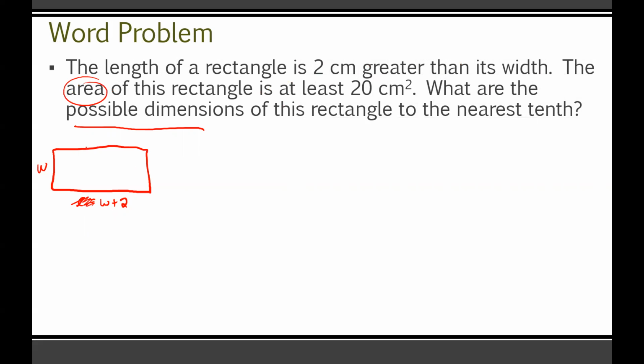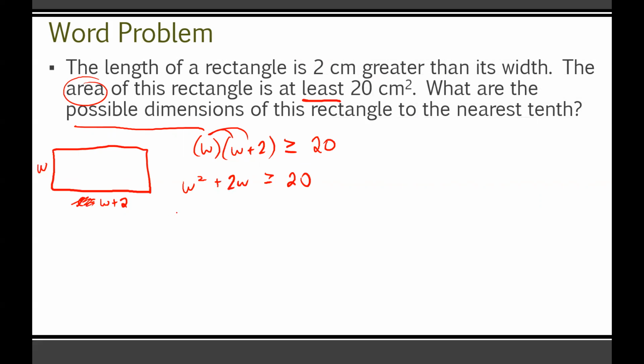The area of a rectangle is just length times width, so we can say it's width times width plus 2. And we know that that is at least 20 centimeters squared. So it theoretically could be 20 centimeters squared, or it could be more than that. So we could say that width times width plus 2, the area of the rectangle, is greater than or possibly equal to 20. This is going to help set us up to find an inequality. It'll actually even be a quadratic inequality because the w is going to double dip through here, and you're going to have w squared plus 2w is greater than or equal to 20.